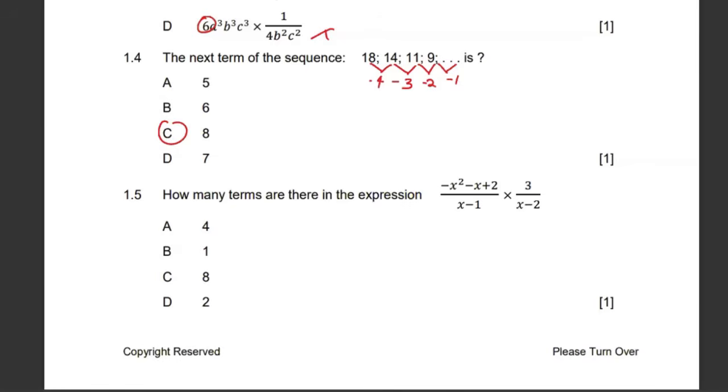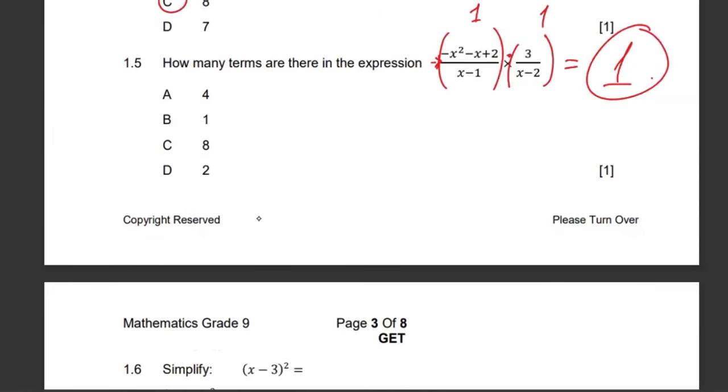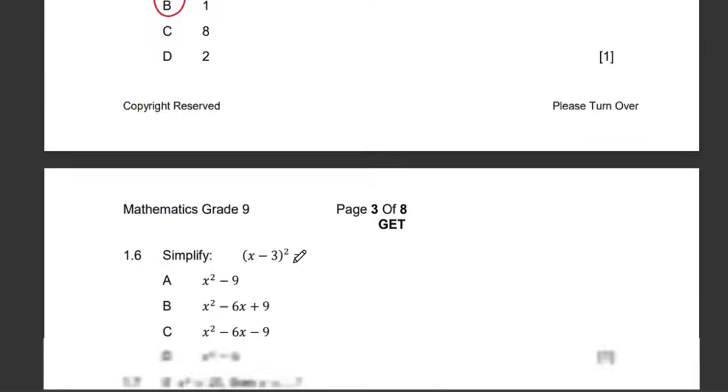Then 1.5, how many terms are there in this expression? Now, we know that if we have a division line like this, division creates one term. If we have a multiplication sign, multiplication also creates one term. So in other words, we only have one term here. If ever there was a plus in between these divisions, then we're going to have 2 terms.